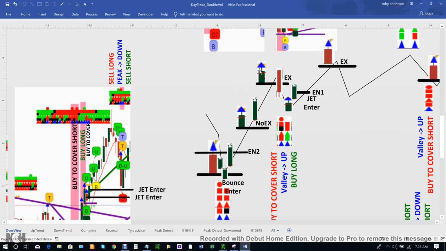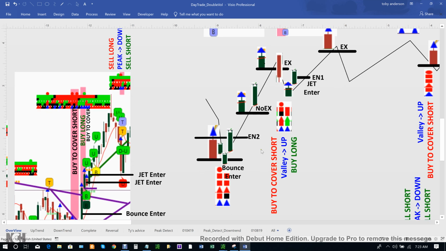But now it keeps on going up, and finally you see another blue candle, and you draw a line at the bottom, and if it breaks below there, that's when you would need to exit. So that's one way to enter and exit.